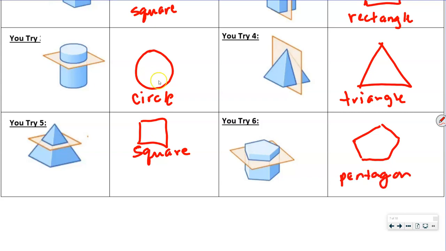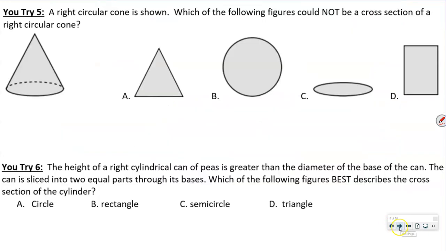Meaning a 5-sided shape. Okay, so then for our U tries 5 and 6, go ahead and answer these questions and come back to me when you're done. U try 5 says a right circular cone is shown.